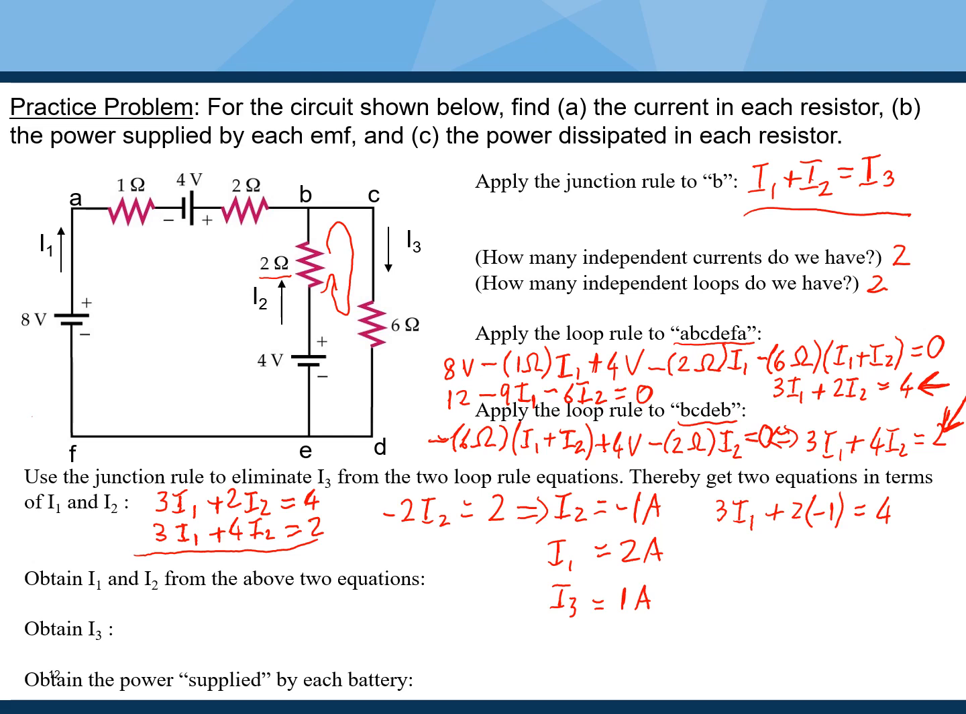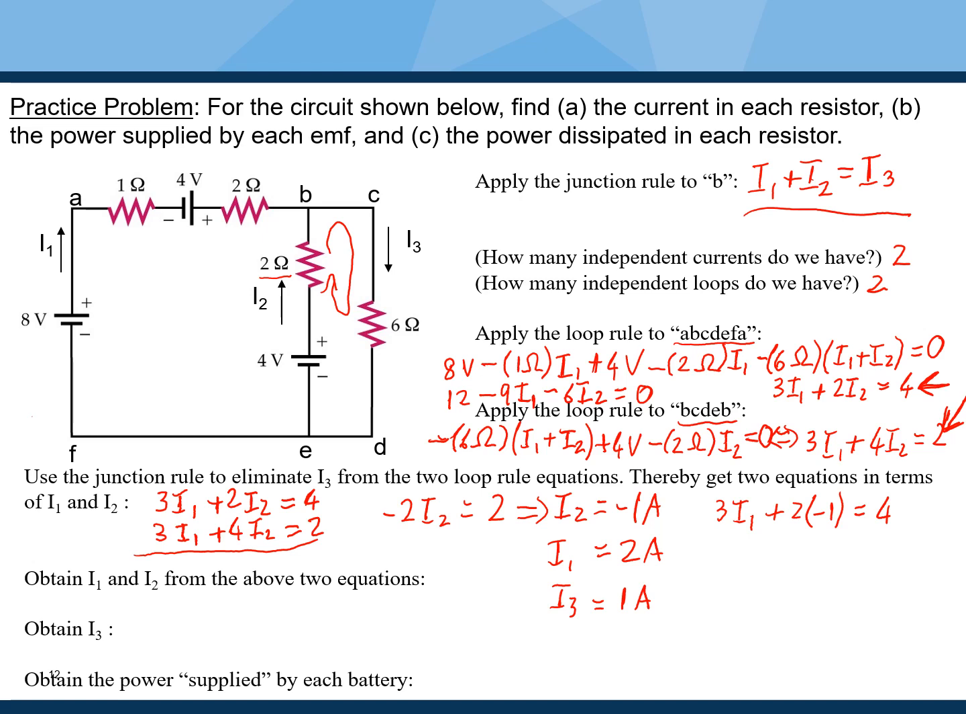However, notice that I2 came out negative, which means that in the middle leg of the circuit, we probably should have drawn I2 coming downwards. And I3 came out positive, which means that the direction of I3 that we originally chose is in fact the good direction, which says that I3 is indeed flowing downwards.